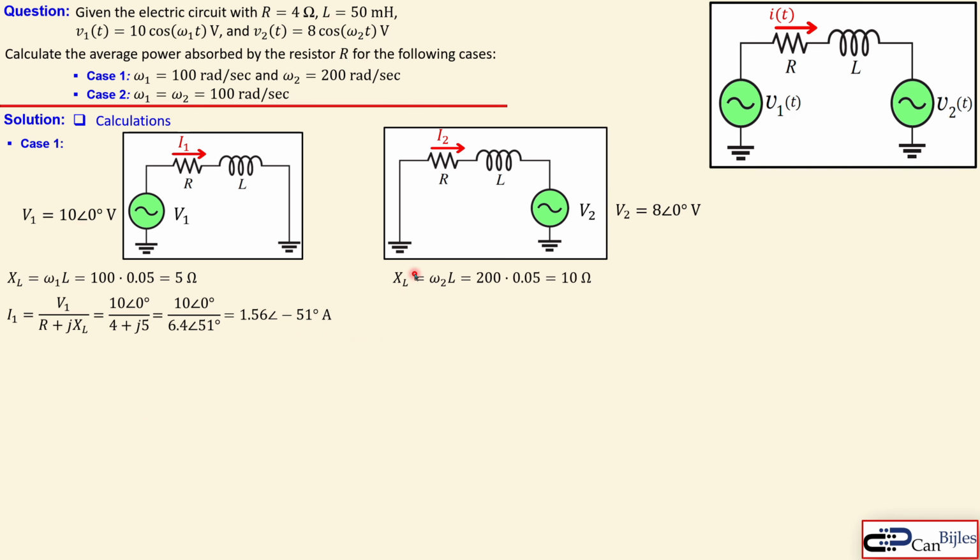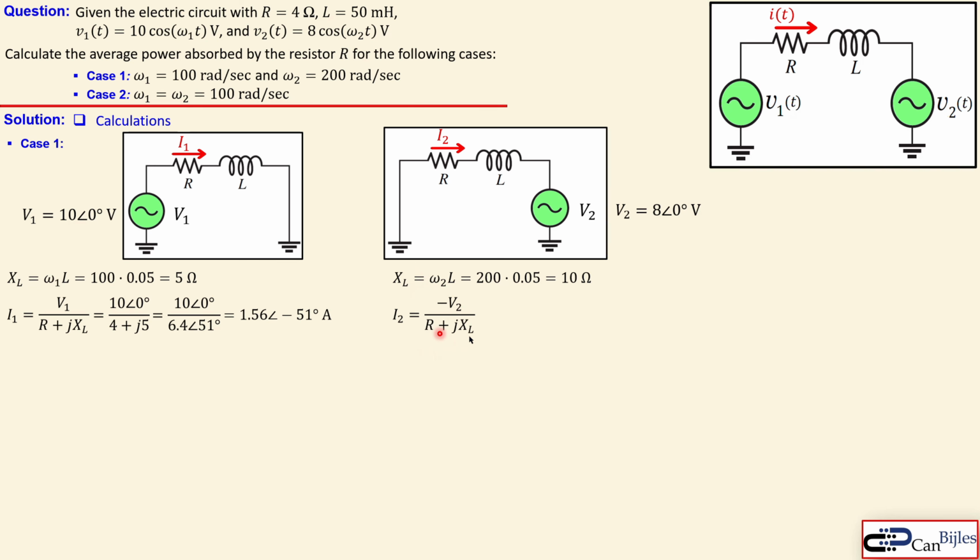A similar case applies for the situation where V2 is the only one active. The reactance now will change because we have 200 radians per second, so that will be 10 ohms. And now our I2 will be this. Now remember that I2 goes from left to right, but our voltage source is here, positive and negative, in the frequency domain, so we need to also put a minus sign here.